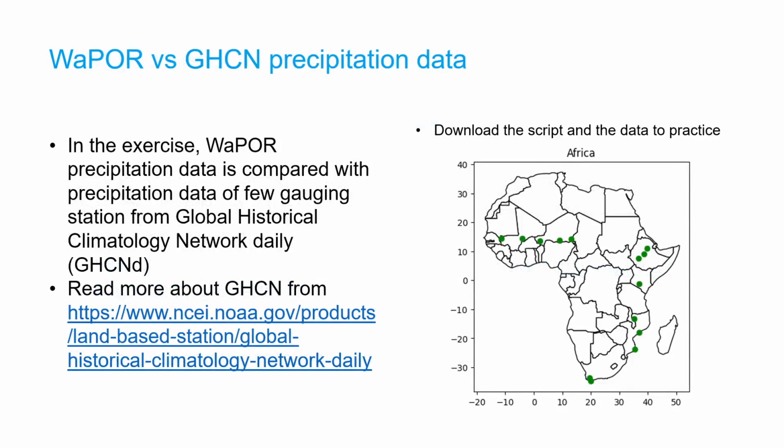The data from the Global Historical Climatological Network daily are provided in a daily time step. The data has been resampled to monthly time step for this exercise. You can read more about the Global Historical Climatological Network in the link provided. And the station locations of these 14 stations from the GHCN are indicated in the map here.